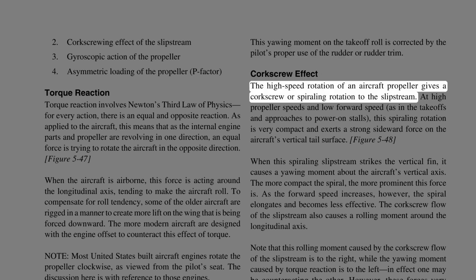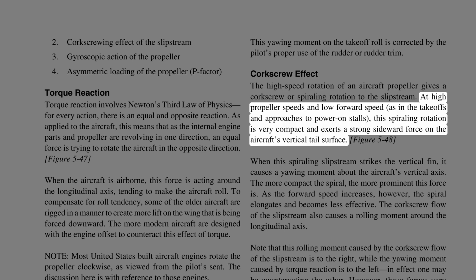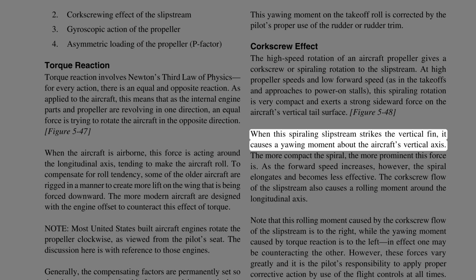Corkscrew effect. The high-speed rotation of an aircraft propeller gives a corkscrew or spiraling rotation to the slipstream. At high propeller speeds and low forward speed, as in the takeoffs and approaches to power-on stalls, this spiraling rotation is very compact and exerts a strong sideward force on the aircraft's vertical tail surface. When this spiraling slipstream strikes the vertical fin, it causes a yawing moment about the aircraft's vertical axis.